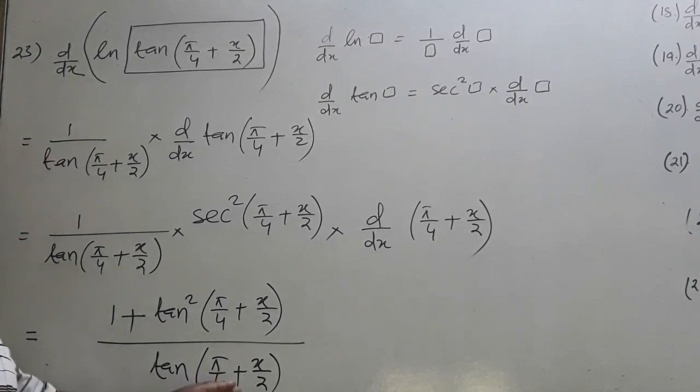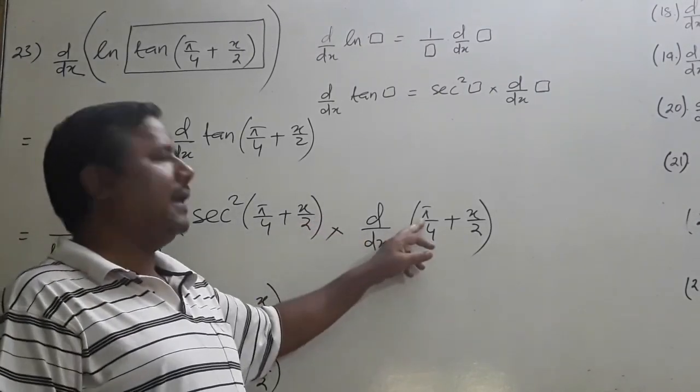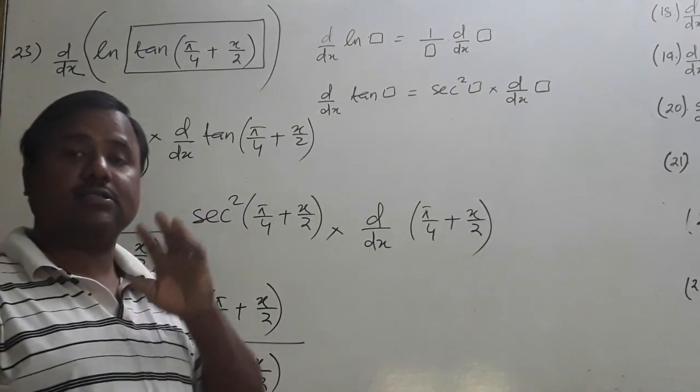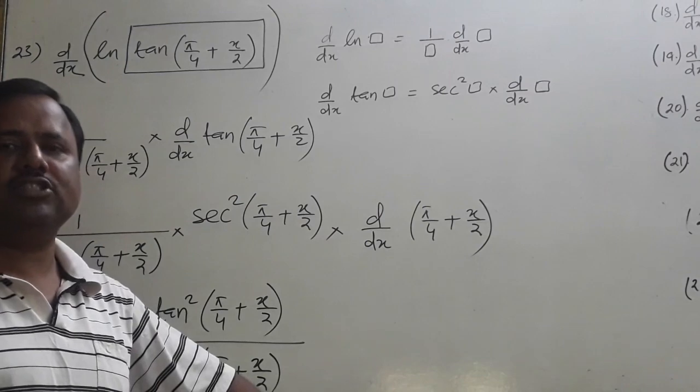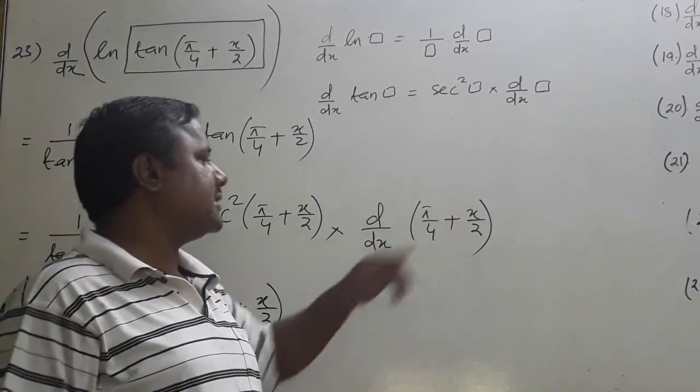Pi by 4 plus x by 2. Now d by dx of pi by 4. Pi is a constant quantity, so pi by 4 is also constant. So d by dx of pi by 4 is what? 0. And d by dx of x by 2.